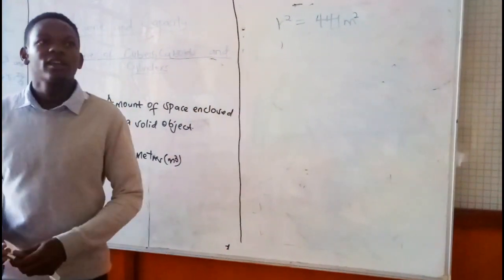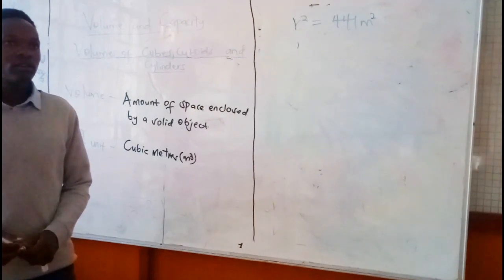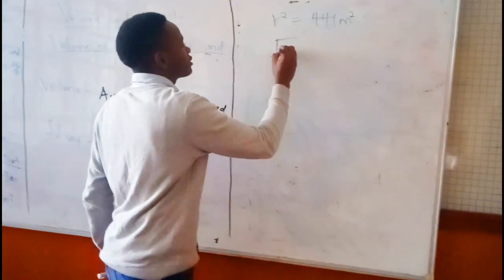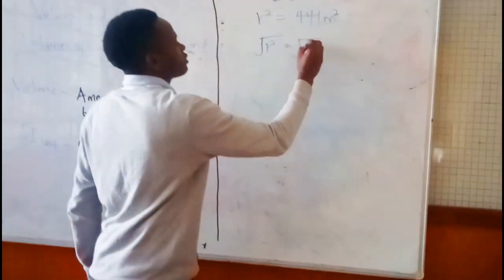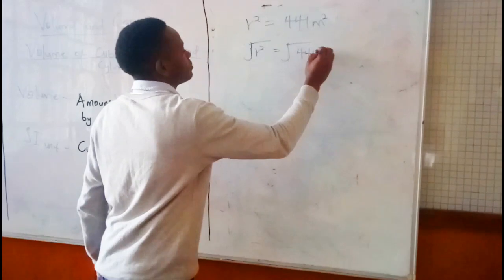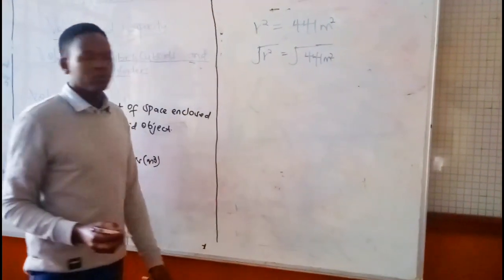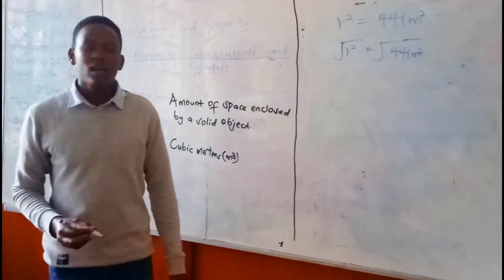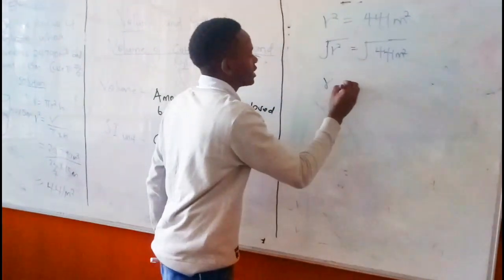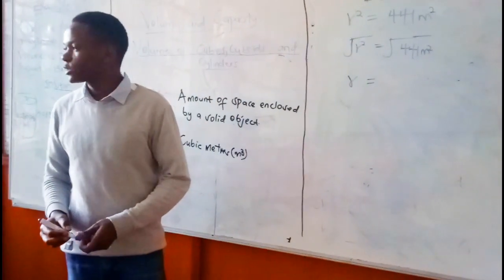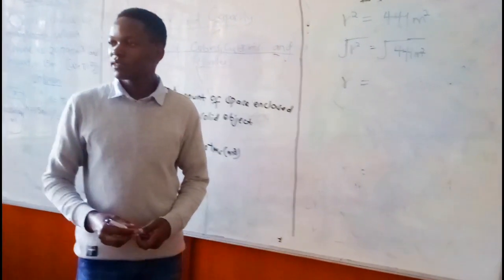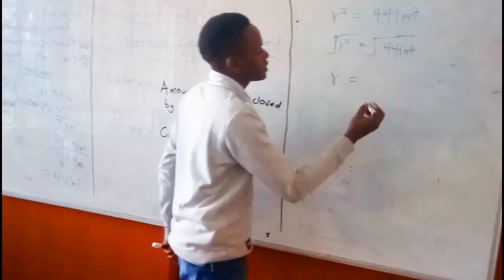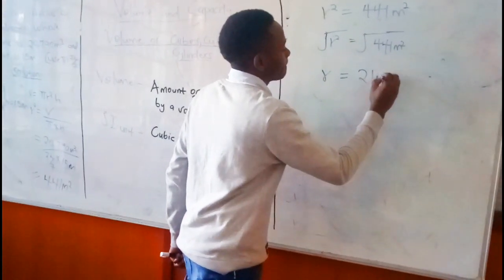What do you do? Yes, one. We square root on both sides. Yeah, we find the square root on both sides. Where we have square root of r squared and square root of 441 meters squared. What is square root of r squared? Yes, Theory. The square root of r squared is r. Correct. And square root of 441 meters squared. Yes, Mutwa. The square root of 441 is 21. Very good. Square root of 441 meters squared is 21 meters.